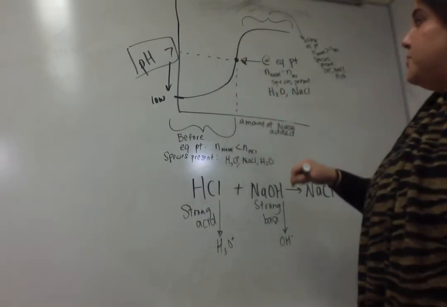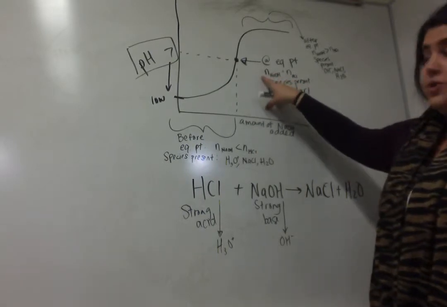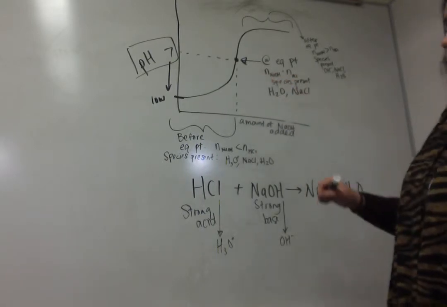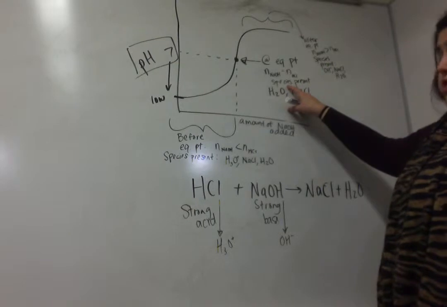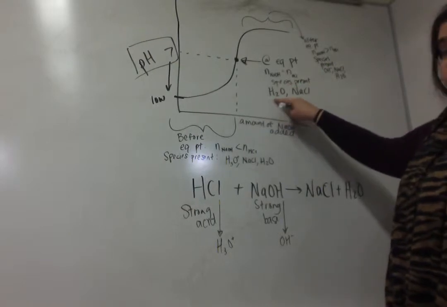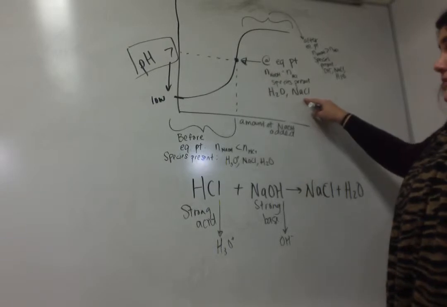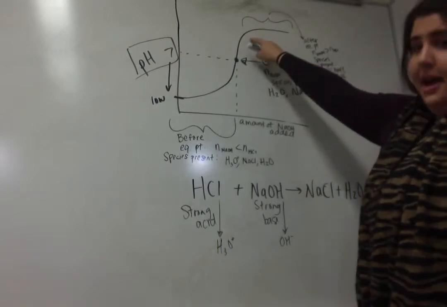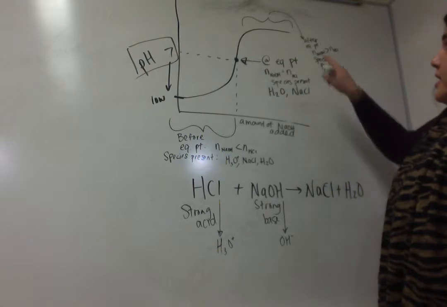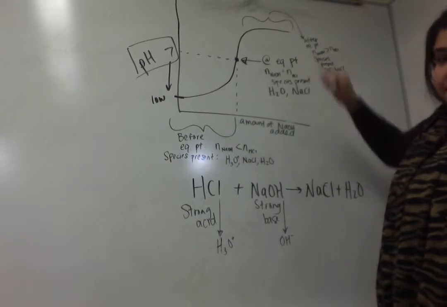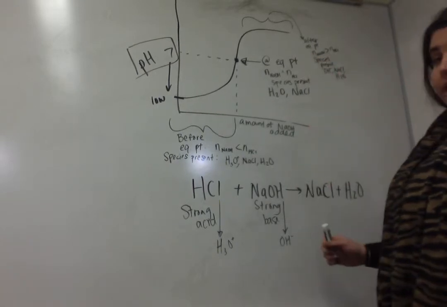Now, at the equivalence point, again, the number of moles of sodium hydroxide is equal to the number of moles of hydrochloric acid. The species present for a strong acid, strong base should be water and salt, because I've completely neutralized my solution.